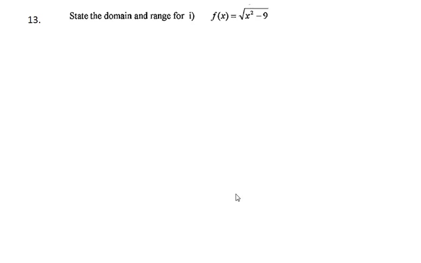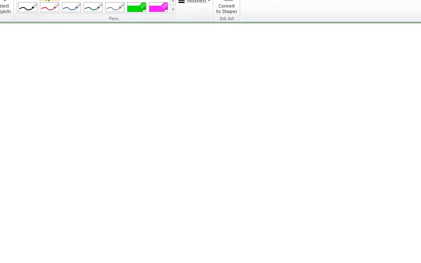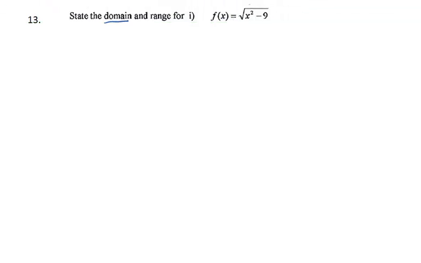Final exam practice paper, page 3. So for question 13 here, we want to state our domain and our range. Here, f(x) is the square root of x squared minus 9. So we don't need to draw it, we just need to state our domain and range.